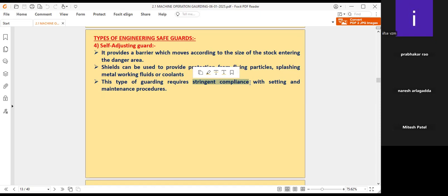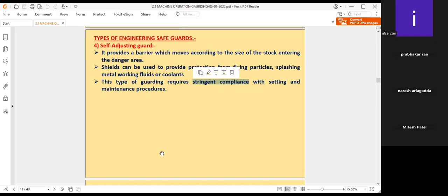Definitely, the exposure to the risk area is more when compared to fixed position guards and self-adjusting guards. These are more prone to danger, and they can be maintained only by fulfilling the requirements of the standard operating procedures. That's why stringent compliance means very clear-cut requirements with no ambiguity about non-fulfillment. Compliance means foolproof requirements with setting and maintenance procedures.